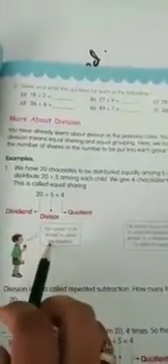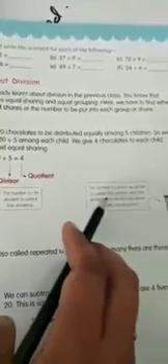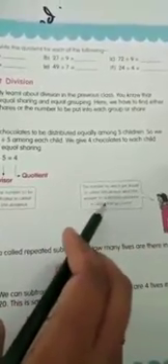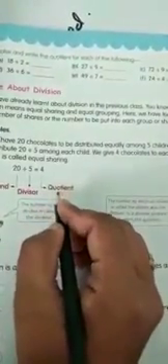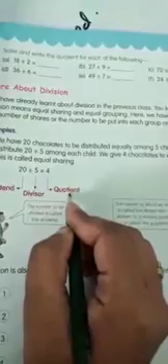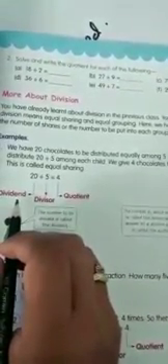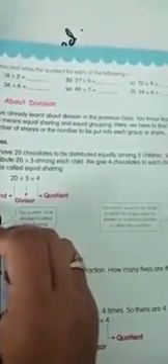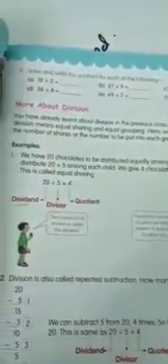See here in the boxes, the number to be divided is called the dividend. The number by which we divide is called the divisor, and the answer to a division problem is called the quotient. So 4 is our answer, that is the quotient. 20 is the dividend and 5 is the divisor.